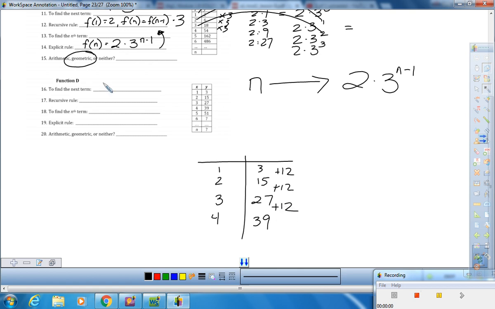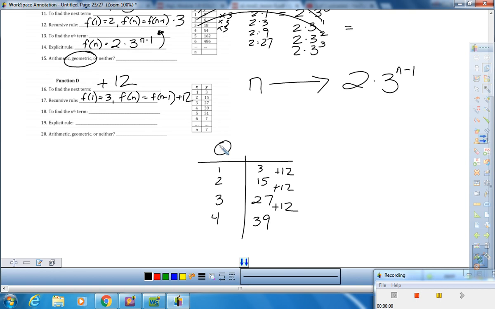To find the next term, add 12. Recursive rule: f of 1 is 3. f of n is f of n minus 1, so it's f of the last term, and then plus 12.